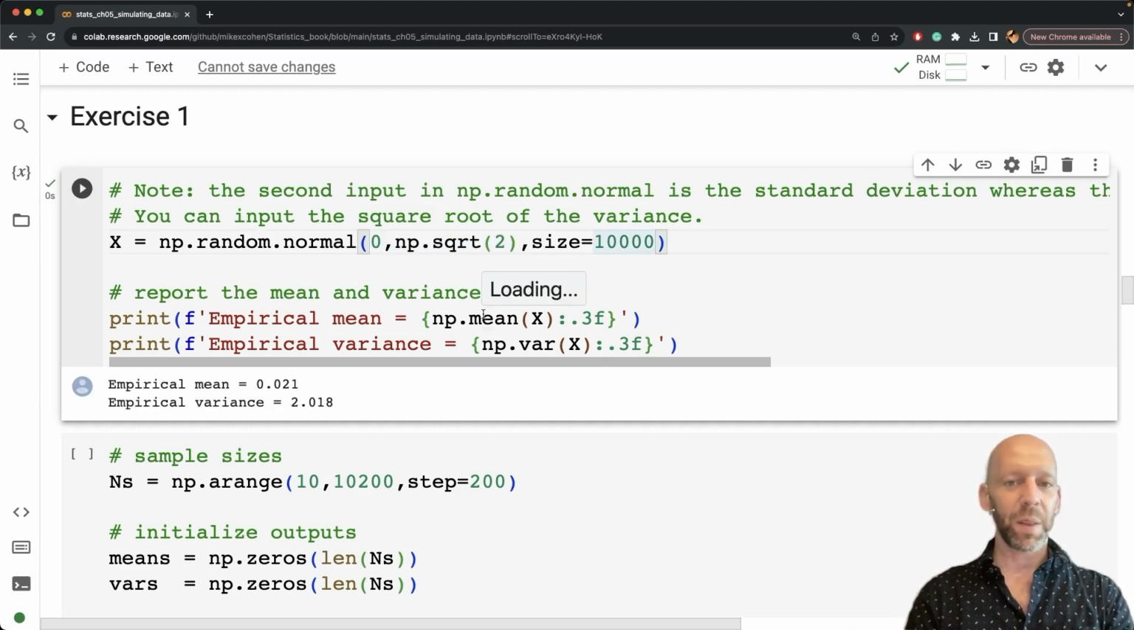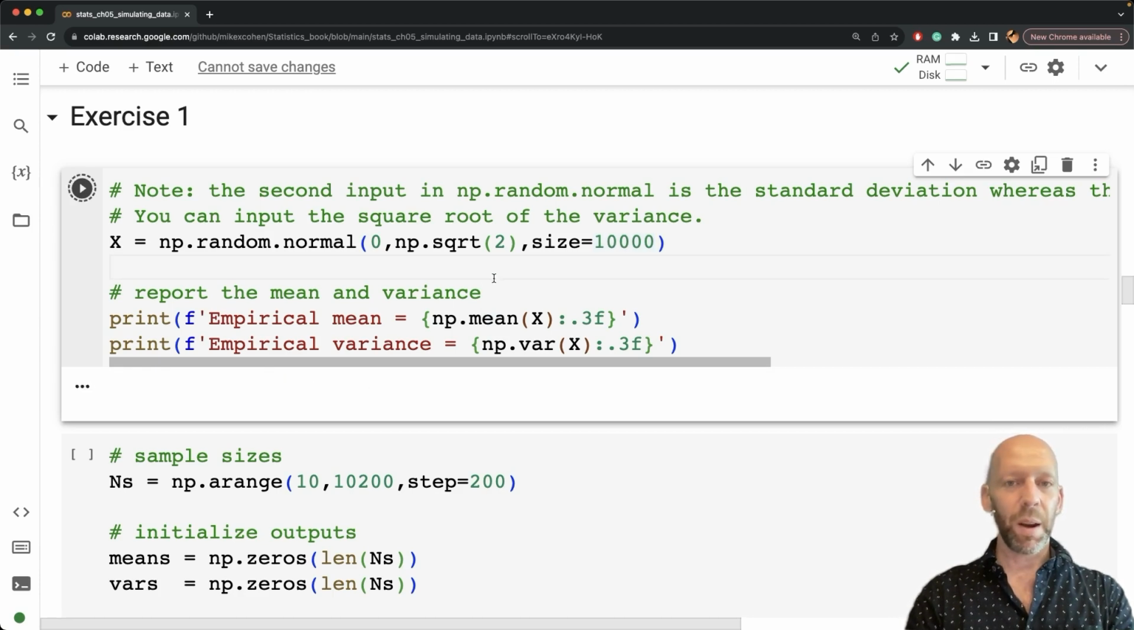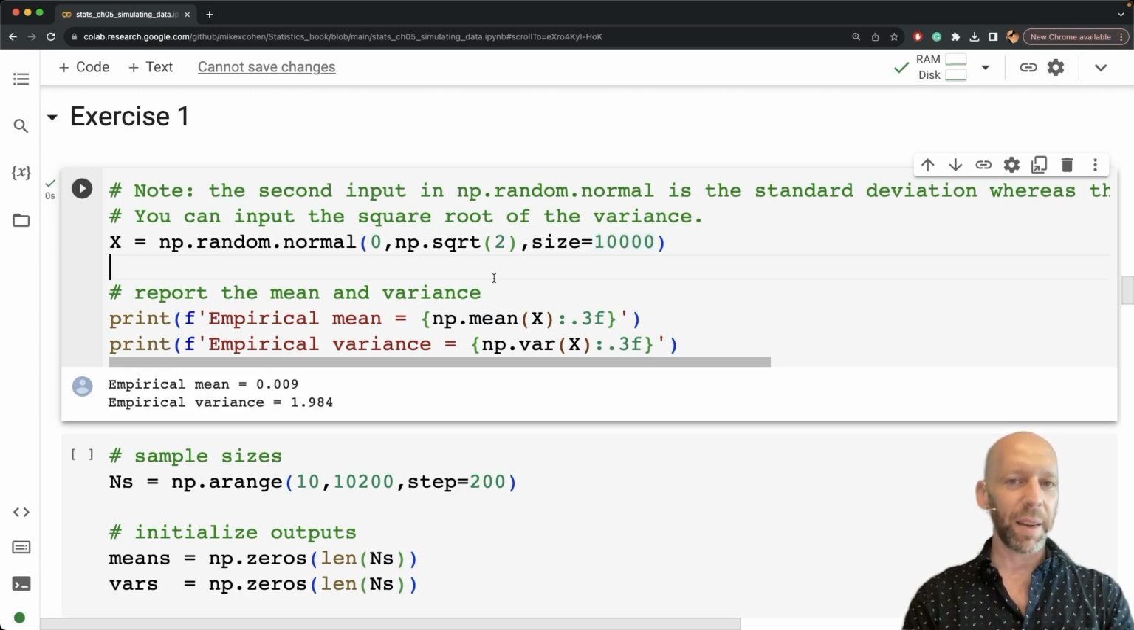The rest of this code obviously is identical. And here we see that the mean and variance are generally, as I run this more and more, closer to the population parameters, although they're still not exactly correct.